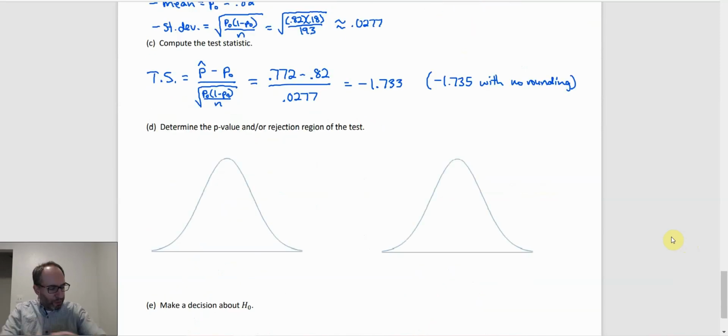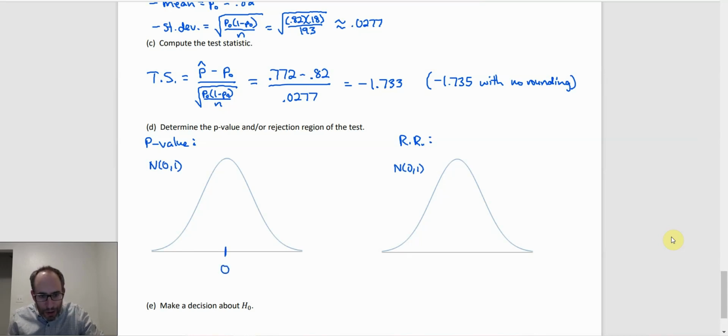All right, so then once again, we can get the p-value and the rejection region. So just like with the last one, might as well make the p-value on the left, rejection region on the right. Use the same order that they're showing up in the wording. And this involves proportions, so we're going to use a standard normal. So again, standard normal in either approach. And then for the p-value, if it's a standard normal, it's going to be centered at 0. Our test statistic is negative 1.733. So I guess that's about maybe there.